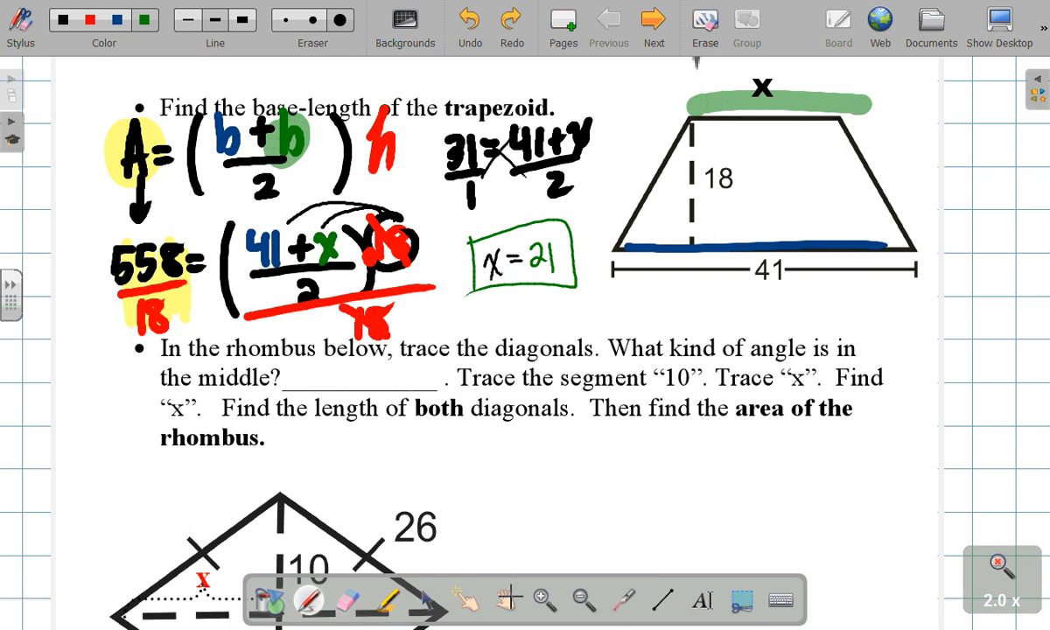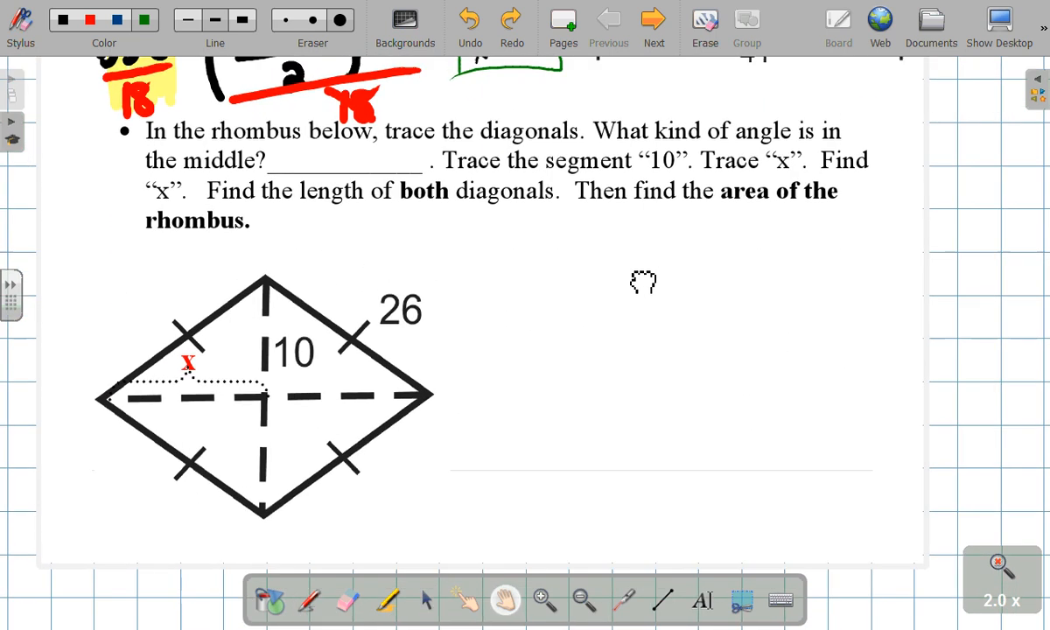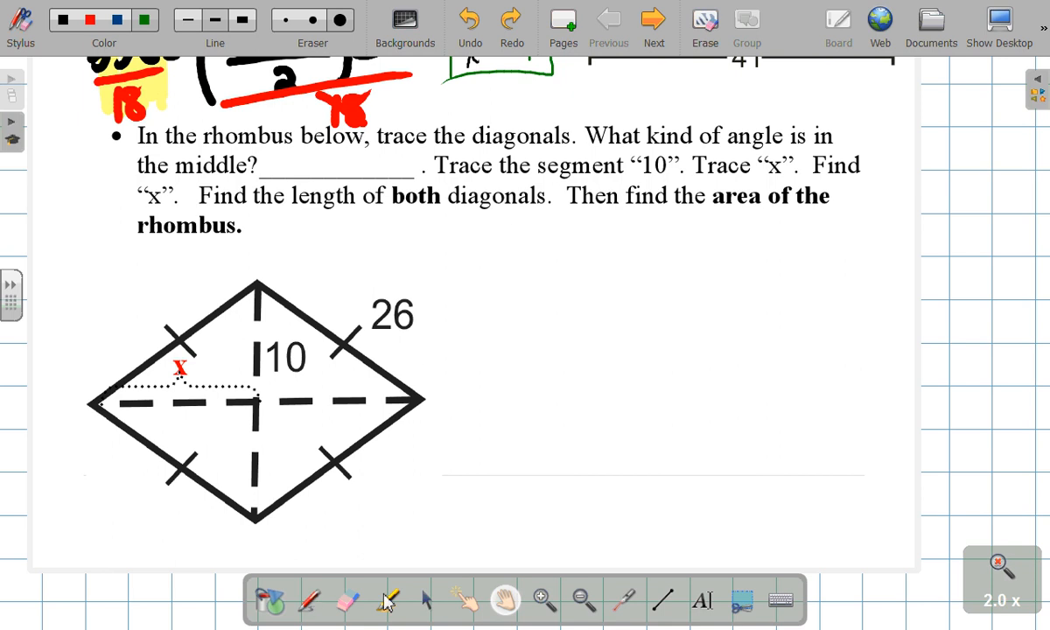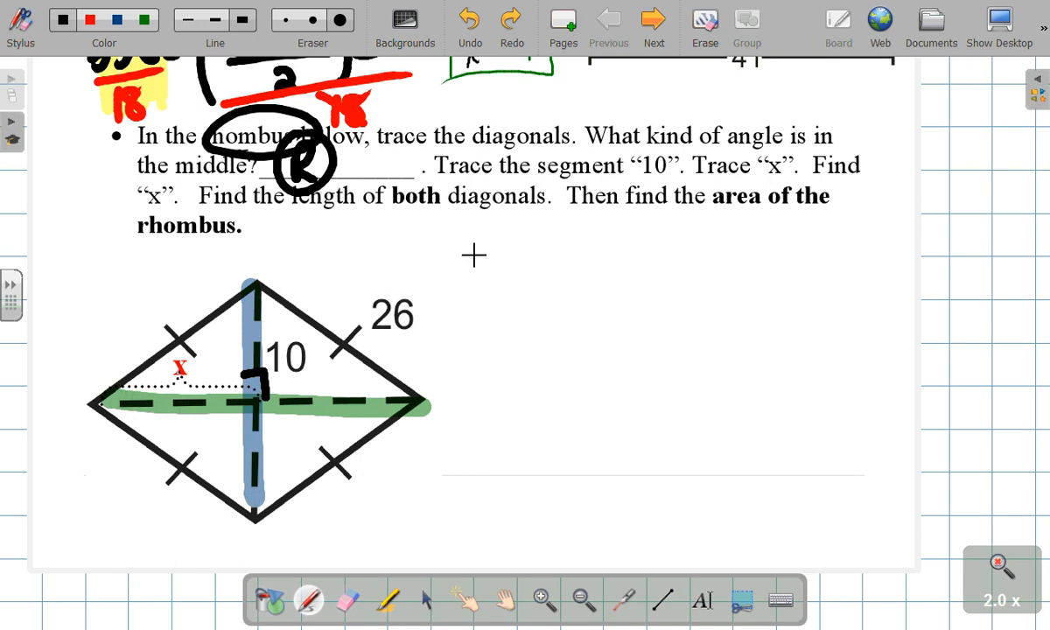All right. Last one. Right down here. It says in the rhombus below, trace the diagonal. So everyone just physically trace the two diagonals, please. What kind of angle's in the middle, folks? Right. That's very important. I got a right angle there. Okay. Now let's write our rhombus equation, which is area equals one diagonal times the other diagonal over 2.